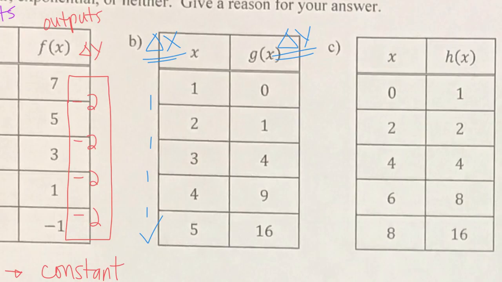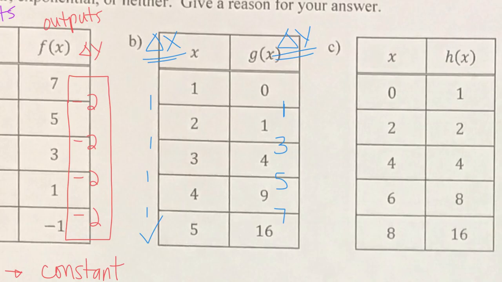So from 0 to 1 is plus 1, and then 1 to 4 is plus 3, 4 to 9 is plus 5, 9 to 16 is plus 7. Right? So that means this is not a linear function because the rate of change is not the same.